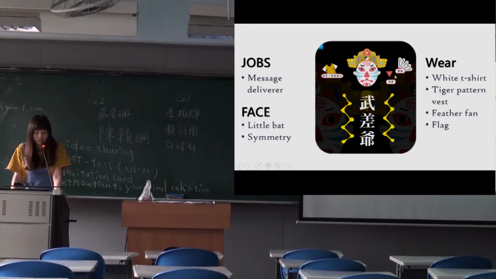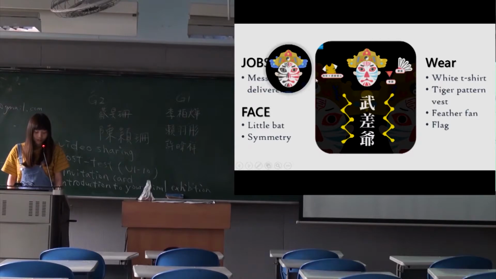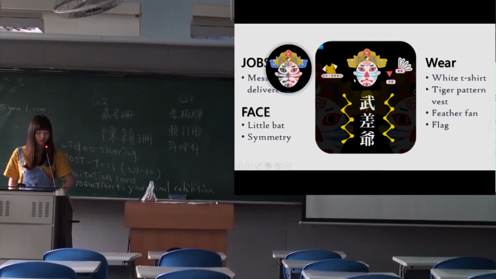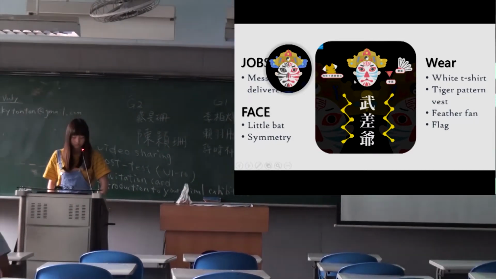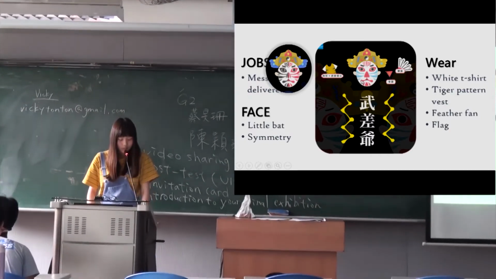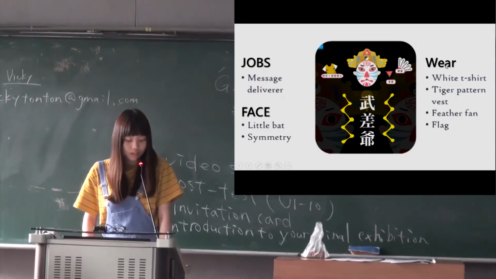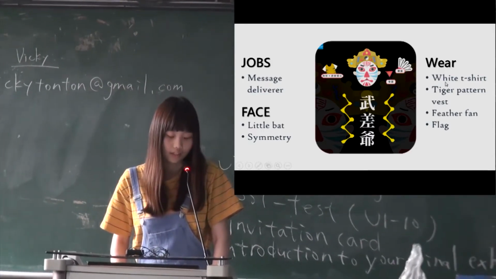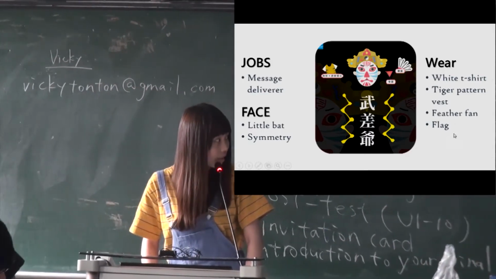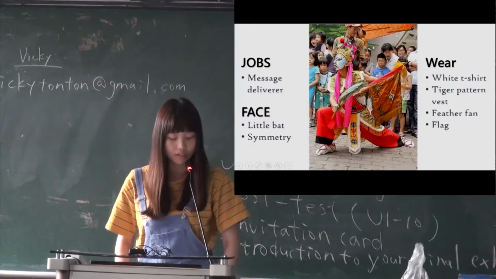The next one is 武差爷. His job is to deliver the God message. Some of his face will be a little bit just like Wu Cai, but this picture is symmetry, 一个对称的. And another general is like this one. We will introduce later. It's a little similar, but the color is different.